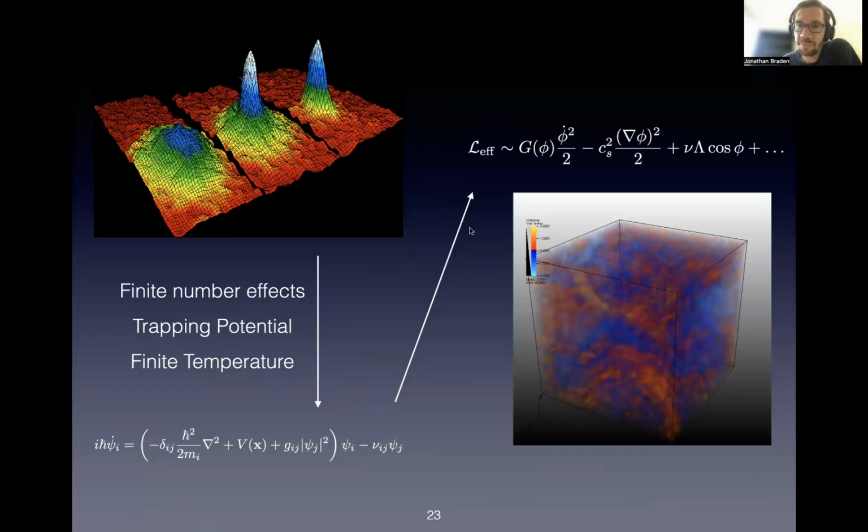And so the fact that this mapping from the BEC to this effective degree of freedom exists is the reason that we can use BECs to simulate the early universe. Because nonlinearity in the early universe is really based on assuming these types of models for what the dynamics of the early universe is being driven by.